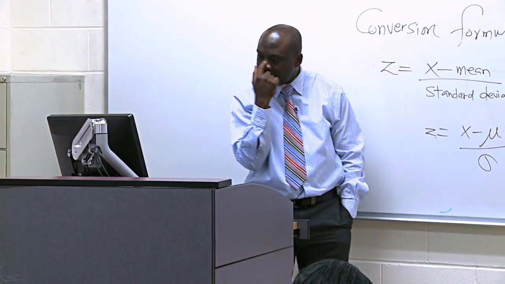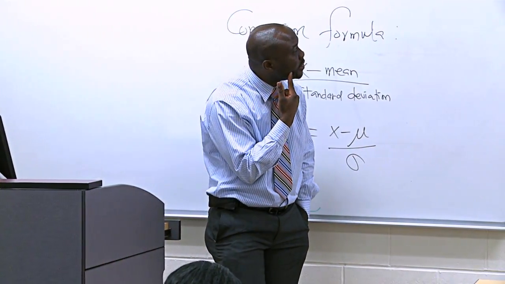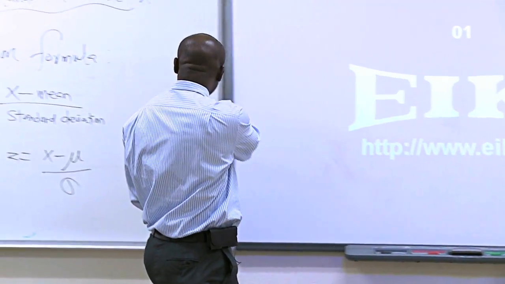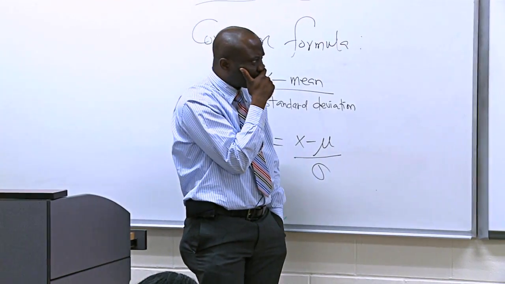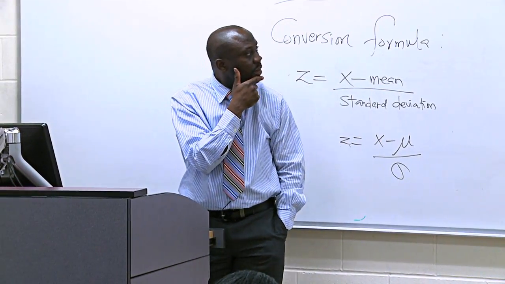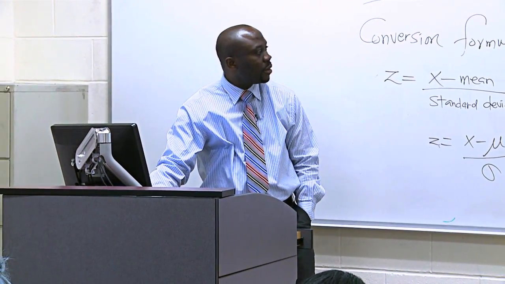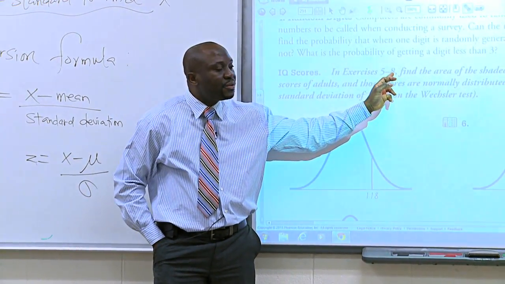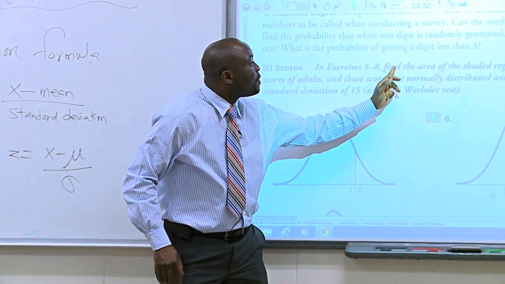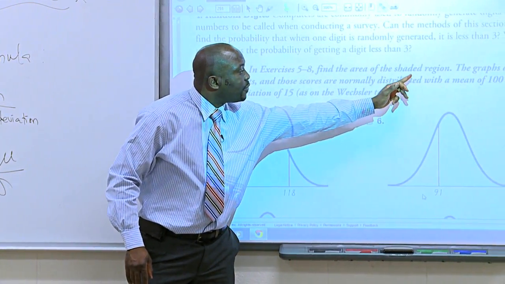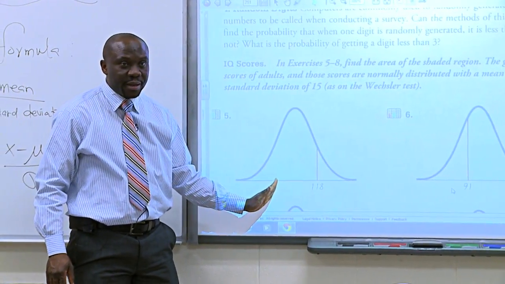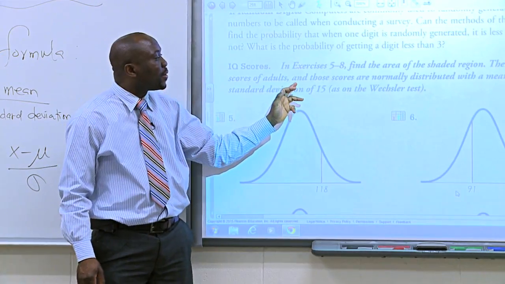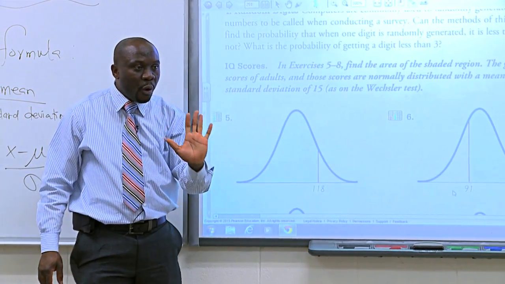Let me start from here because I think you may have something similar to that on the homework. I like to keep this. All right, so here we are in exercise 5 to 8. Find the area of the shaded region, that is the probability. The graph depicts IQ scores of adults, and those scores are normally distributed.